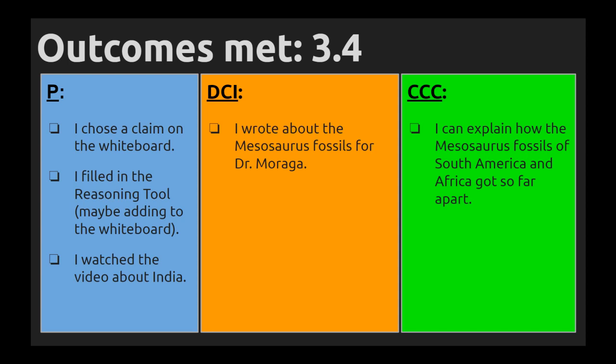We revisit our paleontologist friend and take a look at how the plate motion of India through time has affected the fossils that are there. Make sure that you write about the Mesosaurus fossils for Dr. Moraga, which is really the final piece of this lesson that relates back to what we're doing. We are reporting to Dr. Moraga about what we think is happening with the fossils for the exhibit. We also want to make sure that you can explain how the Mesosaurus fossils of South America and Africa got so far apart to yourself or to anybody else.